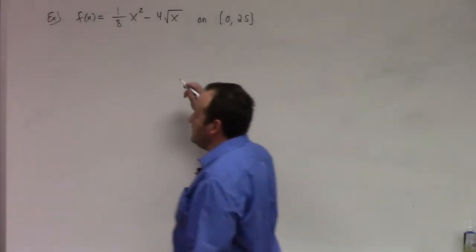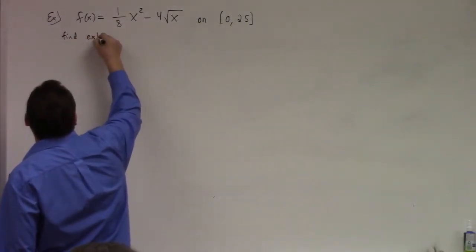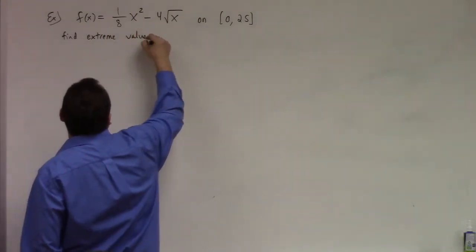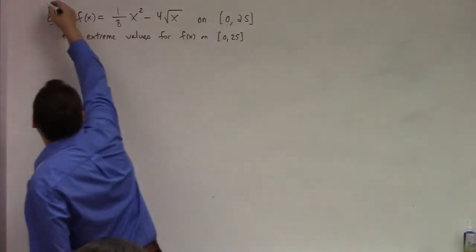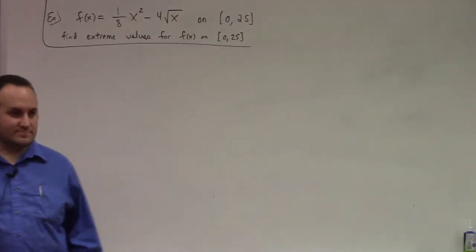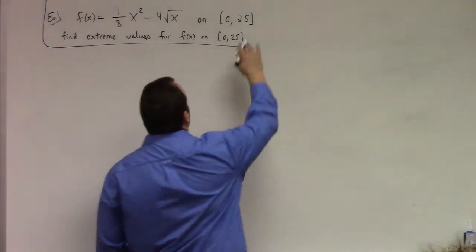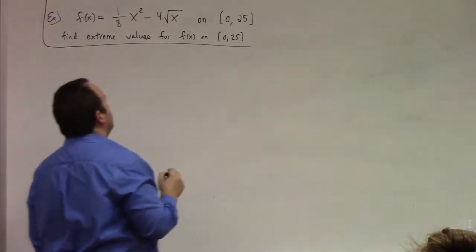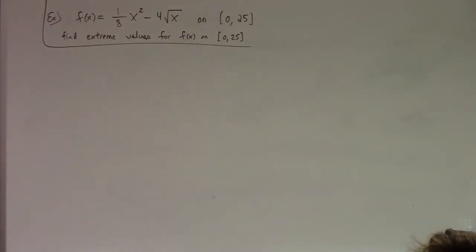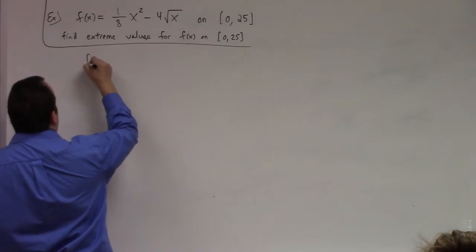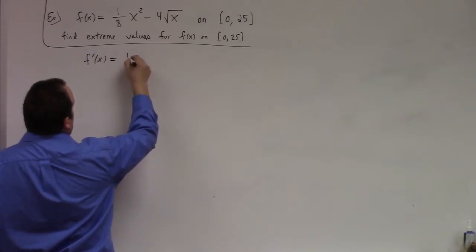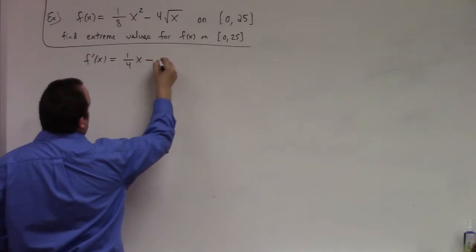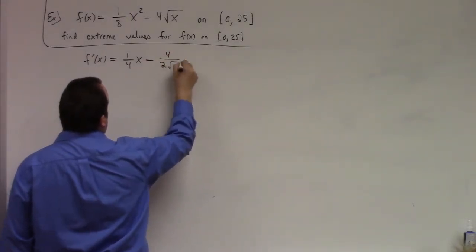And so the problem here is to find the extrema, or the extreme values, for f of x on this interval. So how do you do it? What's the method? We need to do two things. We need to find critical points, and we need to check endpoints. So how do you find critical points? Same way as before the test. f prime of x is 1/4 x minus 4 divided by 2 square root of x.